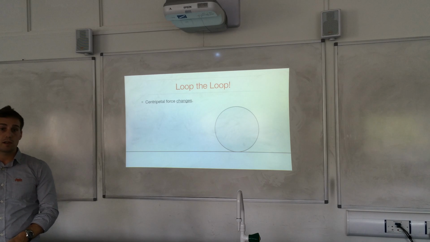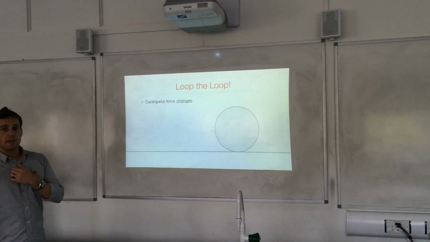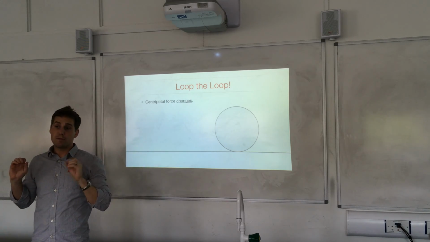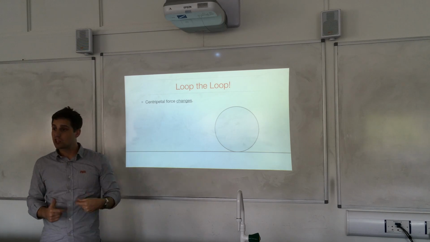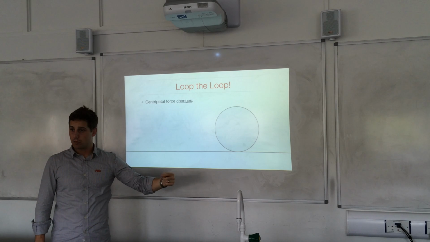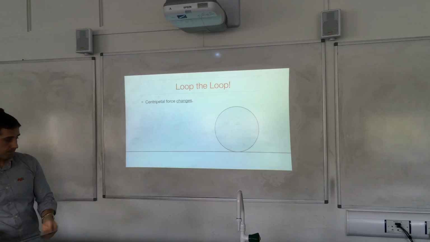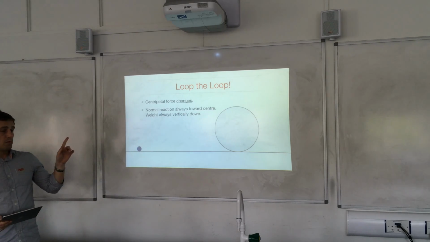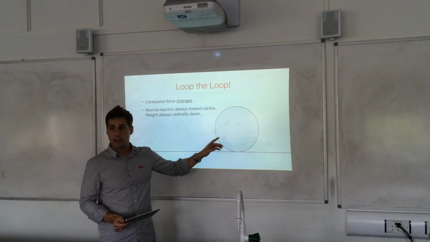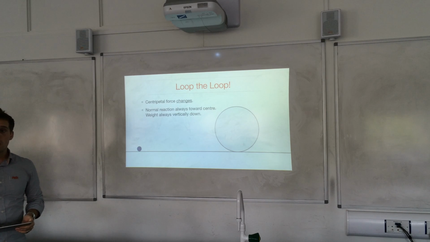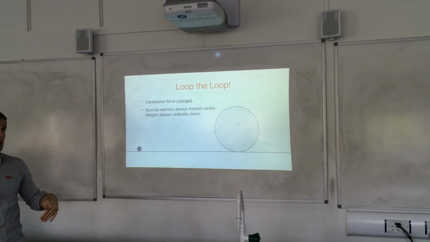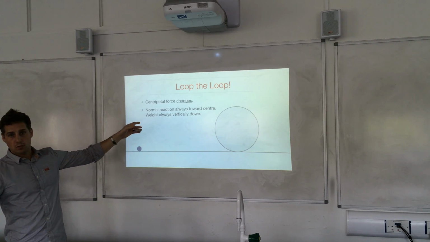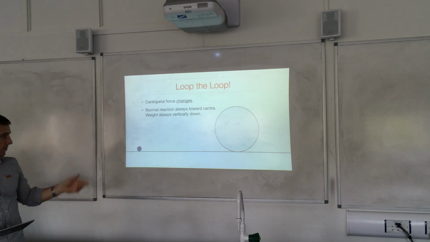Okay, when an object completes a loop. Now, when I say the centripetal force changes, what I mean there is that the forces that are providing the centripetal force change as it goes around the loop. So it's not always the same force in this case. And so the normal reaction of this object on the track is always going to be acting towards the centre of the circle, but the weight acts vertically downwards. So the weight is not always going to be acting towards the centre of the circle, and that's why the centripetal force will change. So let's look at it as it moves around the loop.